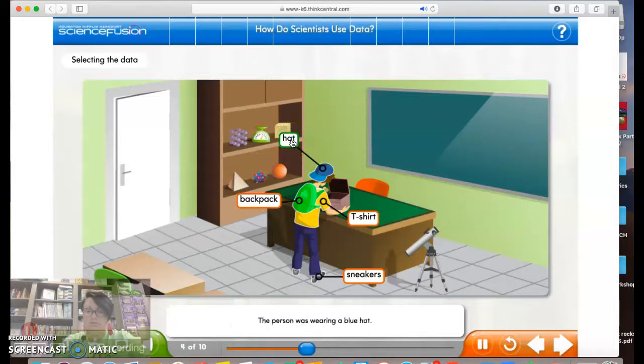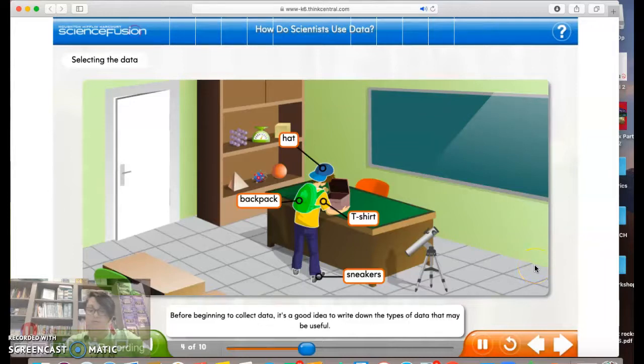The person was wearing a blue hat. So, hat color should be part of our data. Before beginning to collect data, it's a good idea to write down the types of data that may be useful. So, we may want to collect data on the color of hats, t-shirts, sneakers, and backpacks that students wear.